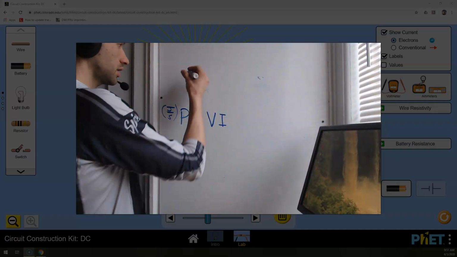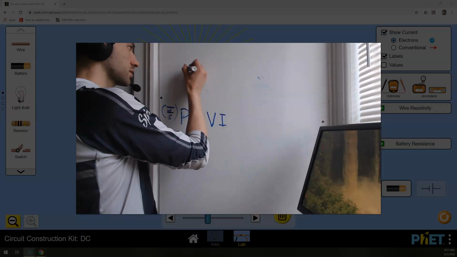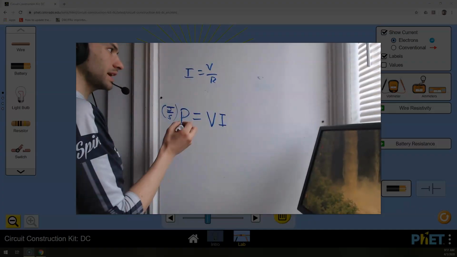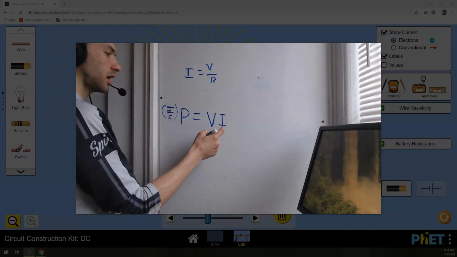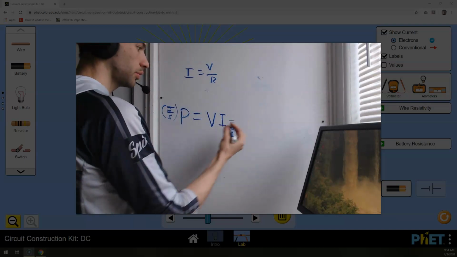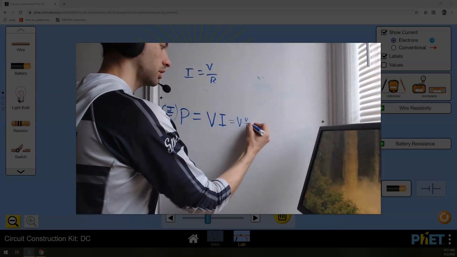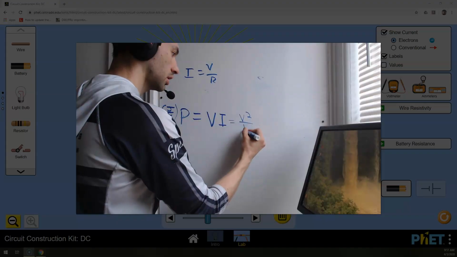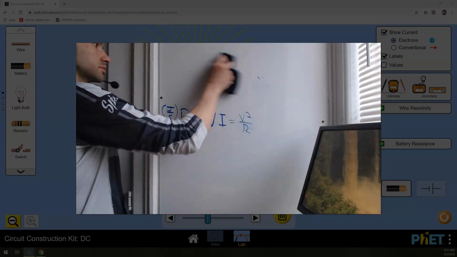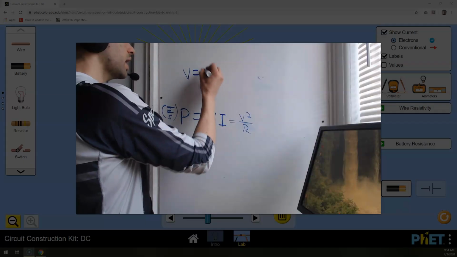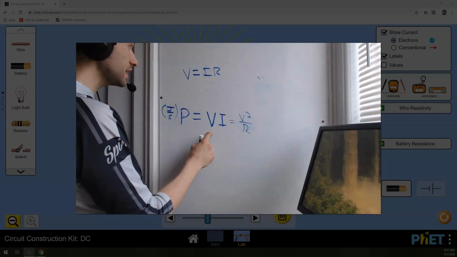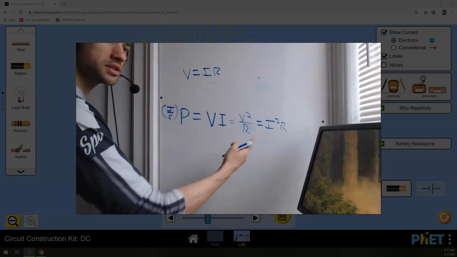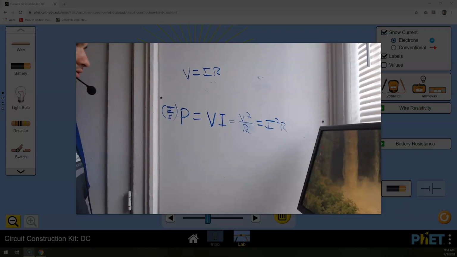Turns out that we also know that, for instance, current is V over R. So what if I replaced I with V over R? Well, then I would get V times V over R, which would be V squared over R. Turns out V is equal to IR. So what if I replaced V with IR? I would get I²R. So all of these will give you power.